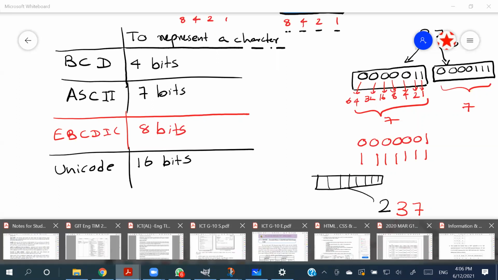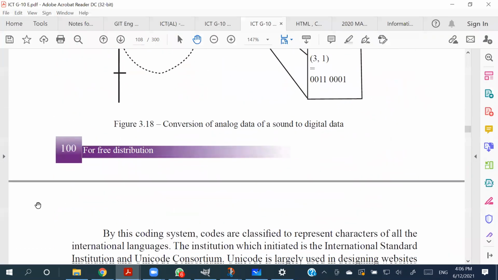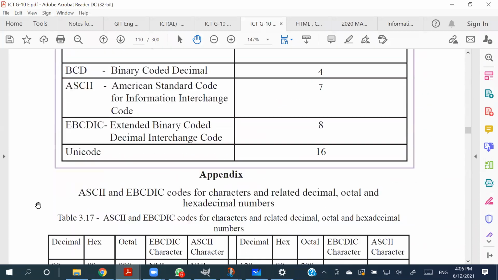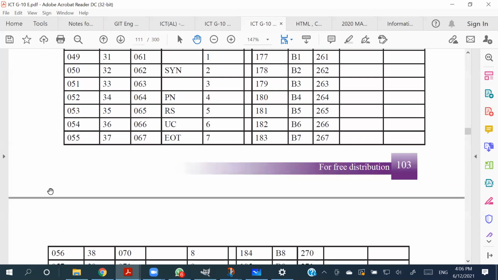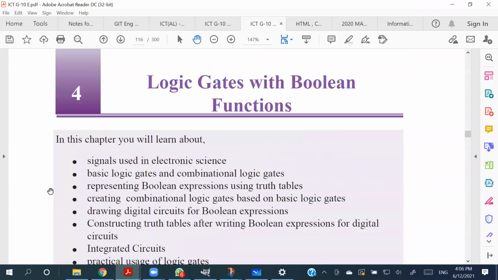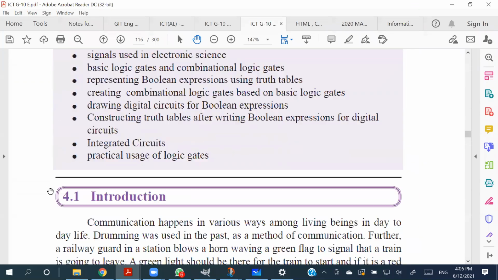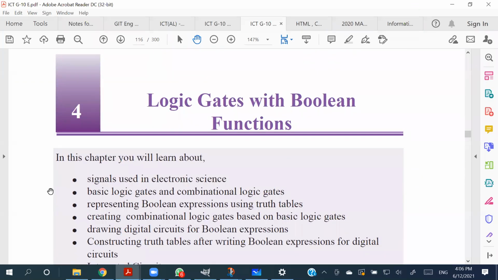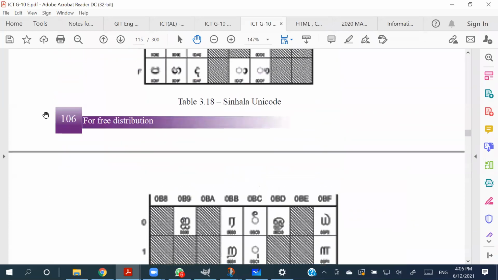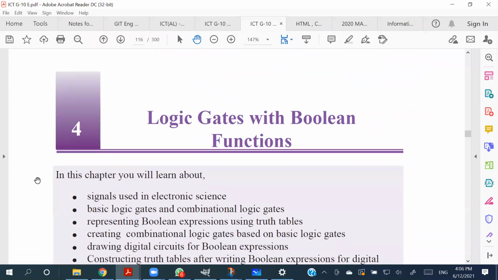And yeah, so with those coding systems, our lesson is going to come to an end, right? So like next week we are going to write the things regarding the coding system, and we are going to start the fourth lesson, the logic gates, right? So be prepared, right? I'll give you the note regarding this, what to be written. Then we can go for the fourth lesson, right?